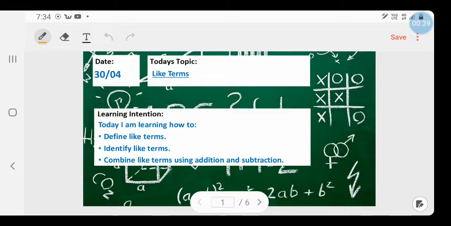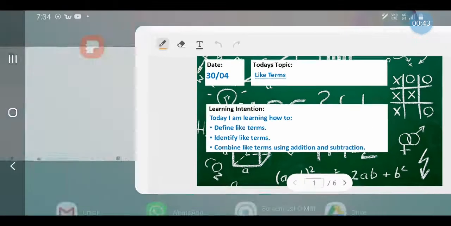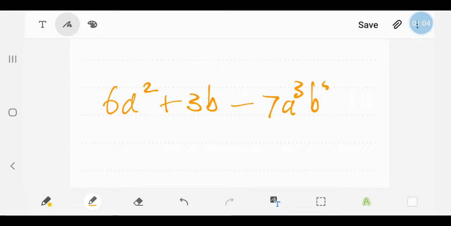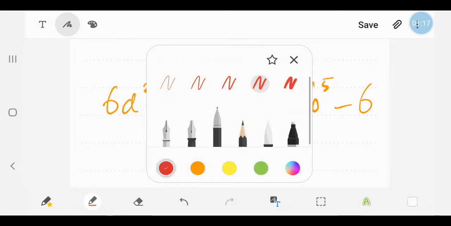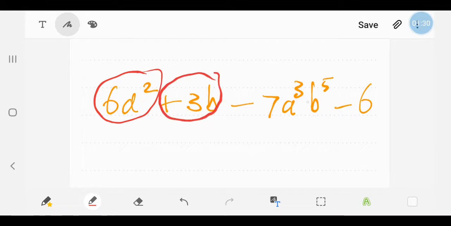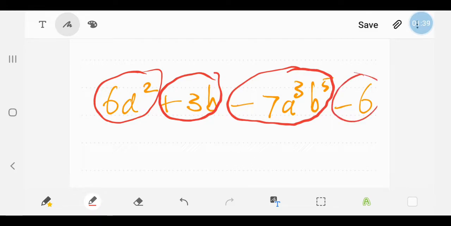Now to understand what a like term is in algebra, we first need to remember what terms are. So let's flick over here for a moment. Let me write a random algebraic expression. I don't know, 6a squared plus 3b minus 7a cubed b to the power of 5 minus 6. Completely random. Okay, now that's an algebraic expression. What does the word term mean? Well, the terms, if you remember from our first algebra lesson, are the chunks, the groups of numbers multiplied by variables. So that there is a term, that is a term, that is a term, always including the sign that comes before the number, and that is a term, okay?